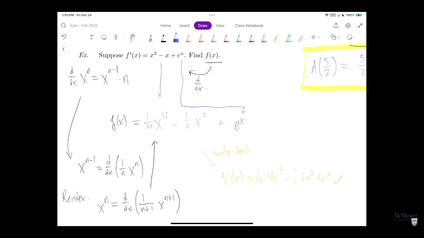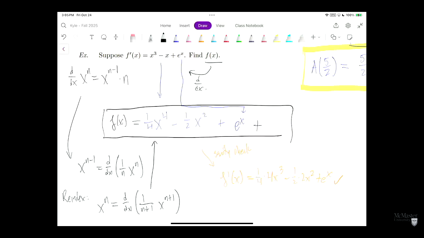So I have one more question. Our solution here, f, is that complete? Are we done yet? No. What should we not forget? The plus c, yes, very good. So never forget the plus c.